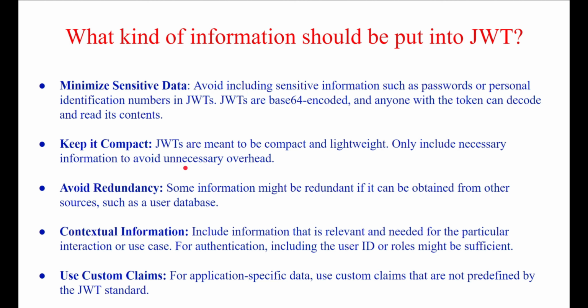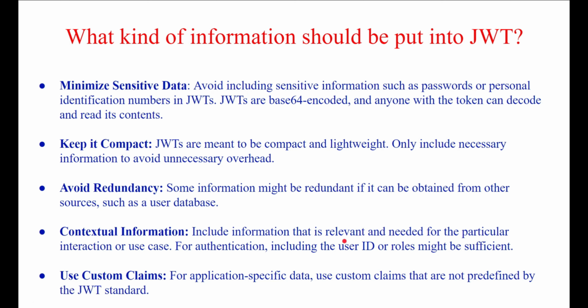Else your token will be very heavy. Now, some information which is redundant and can be found from other sources like the database, you can avoid. For example, the user ID can be fetched from the table, and the username can be fetched from the table too. You just pass the user ID, and all the information can be taken from the database. So avoid redundancy, just pass whatever is needed.